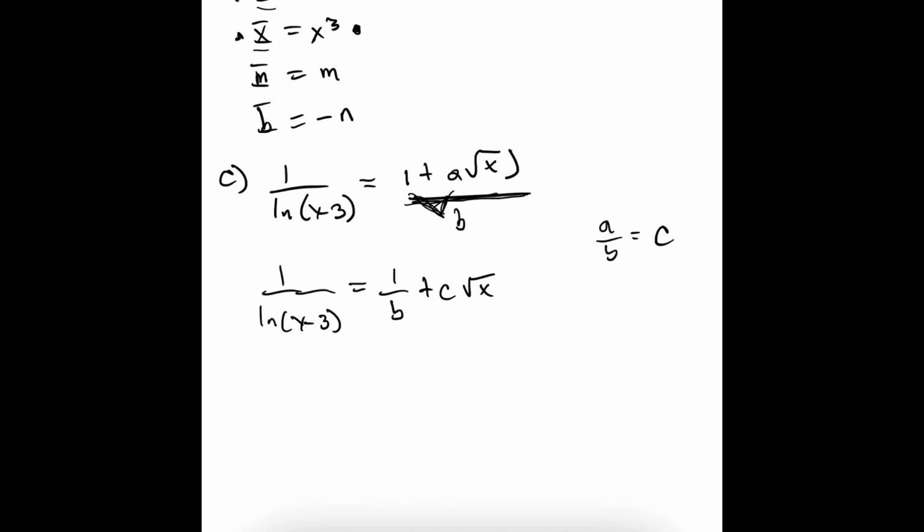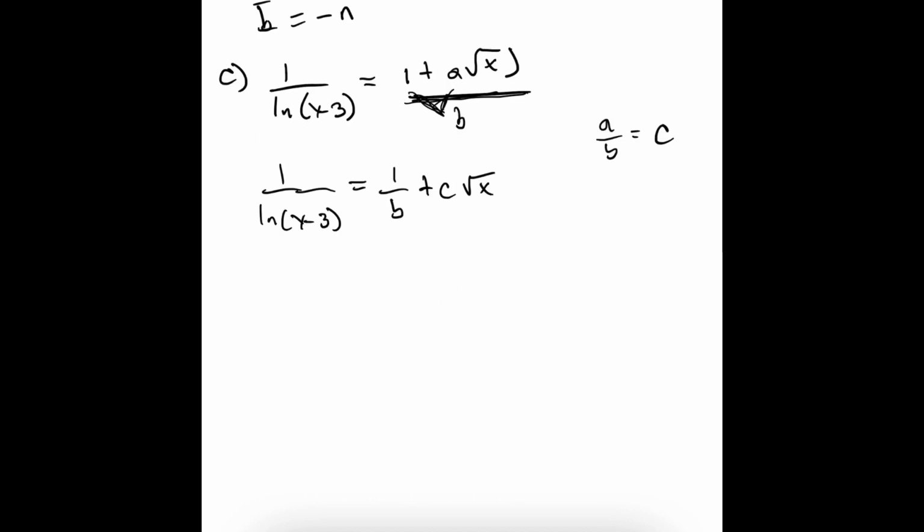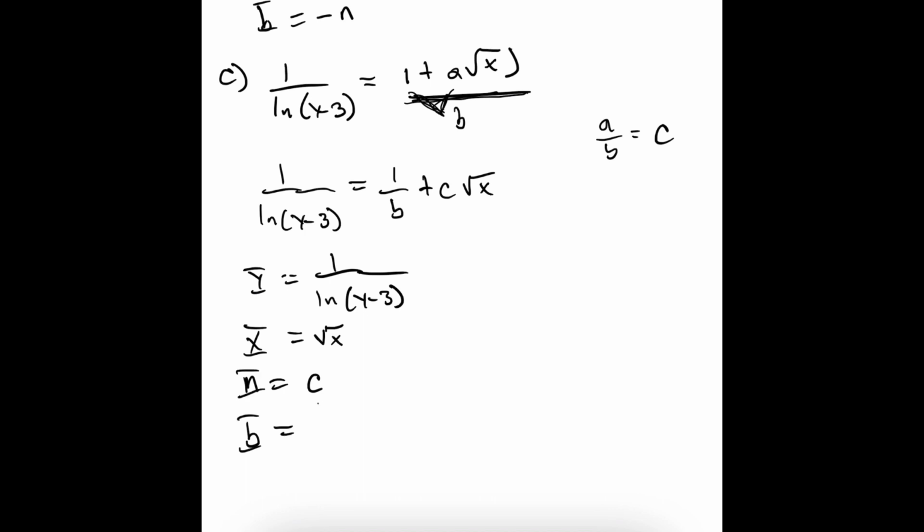Now we've switched that up, and we got something that kind of looks like an equation for a line. So let's say y equals 1 over the natural log of y minus 3, x equals the square root of x. Our slope is c, and b equals 1 over b.